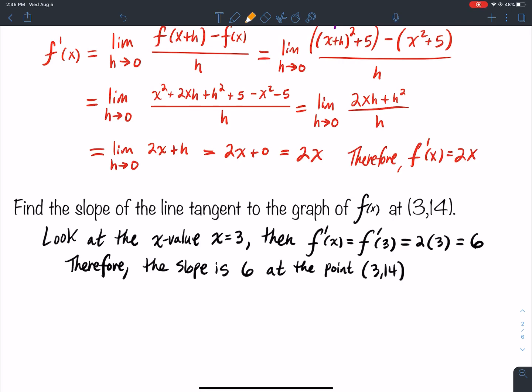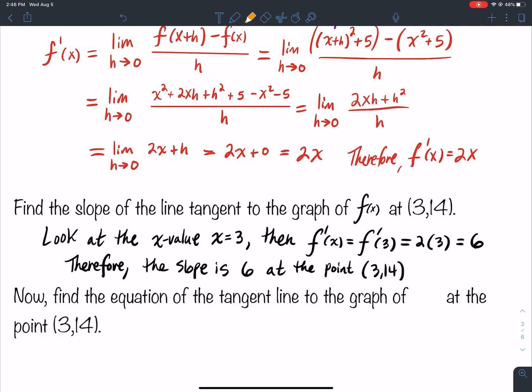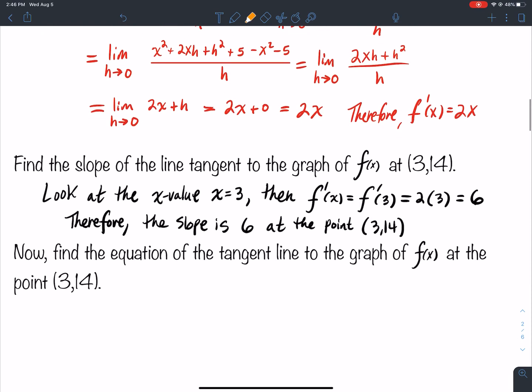How easy is that? Okay, so now we're going to extend this beyond finding the slope of a tangent line at a particular point. We're going to find not only the slope of that tangent line, but also the equation of the tangent line. It's tangent to the graph at the point (3, 14), and after I do that, I want to graph it.